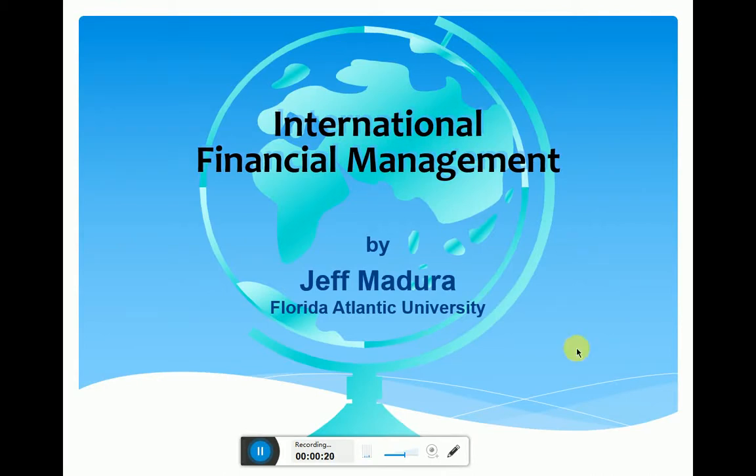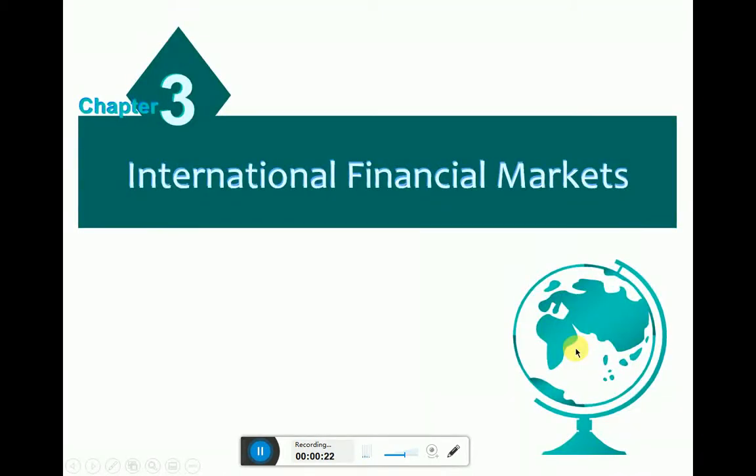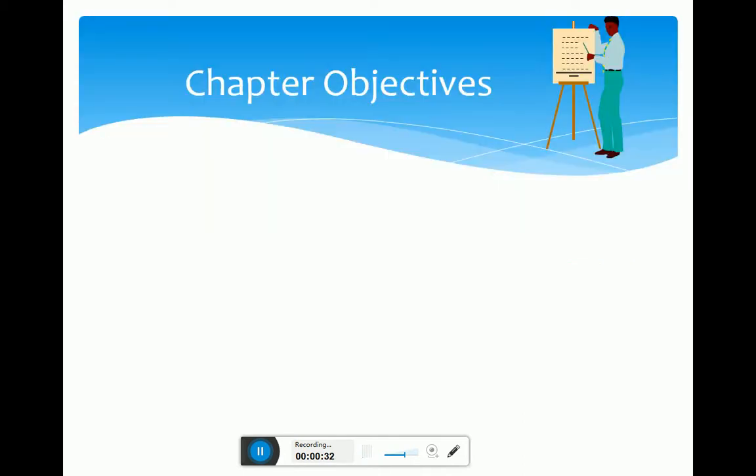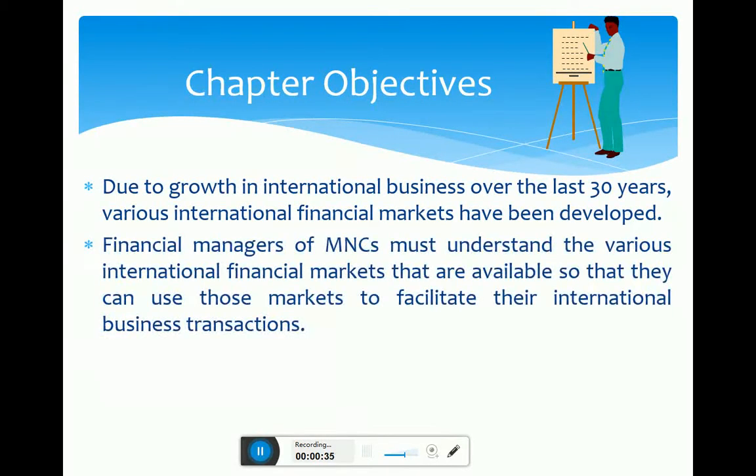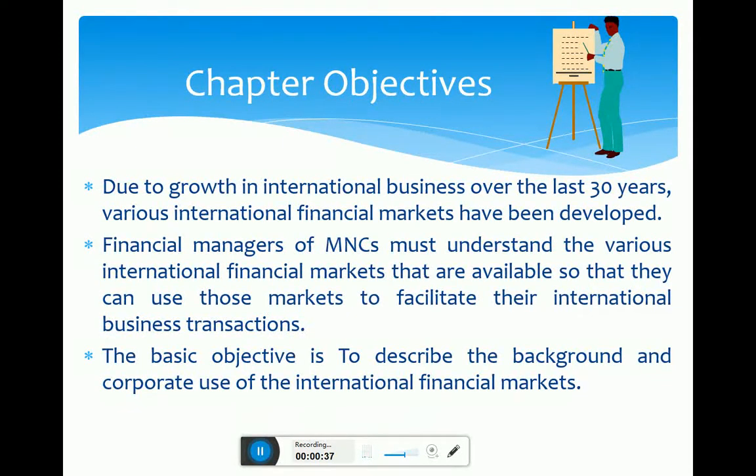Inshallah, in today's lecture we'll start chapter number 3, which is International Financial Markets. In this chapter we'll have the main discussion on different international financial markets, and these are the chapter objectives.